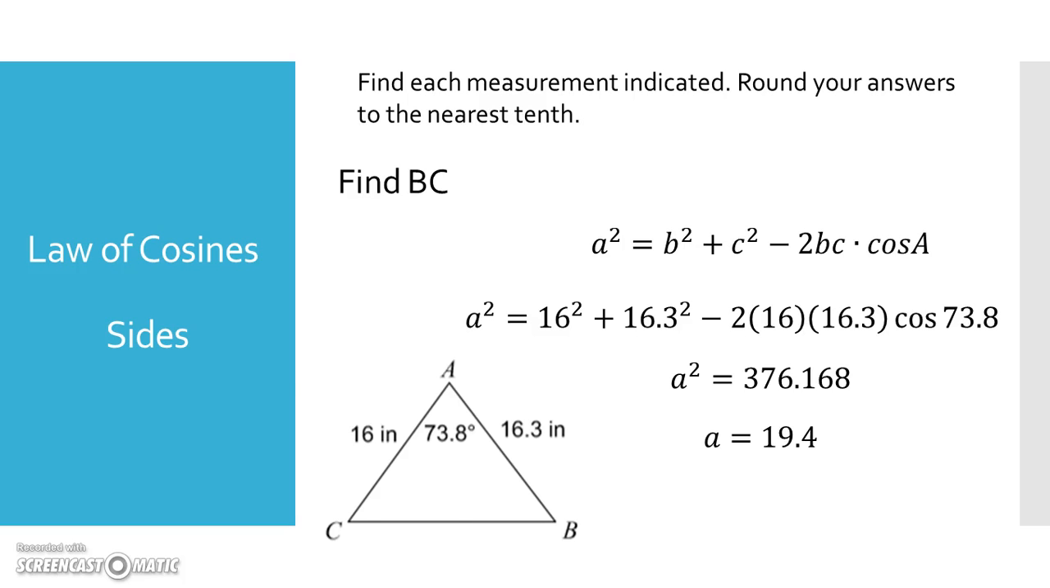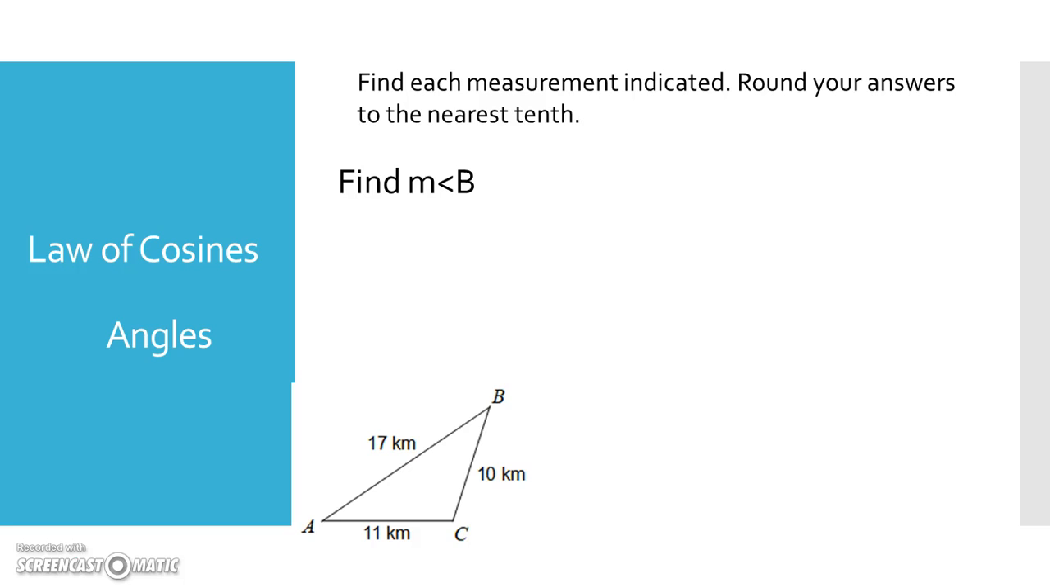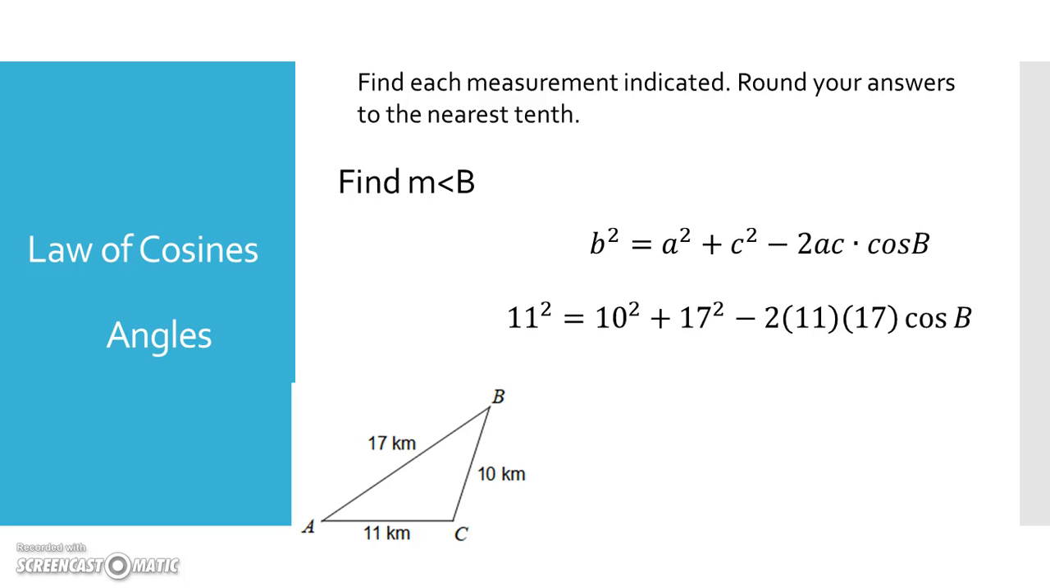Let's do law of cosines for angles. So we're solving for angle B, so we're going to use the B formula. Lowercase b is 11. Lowercase a is 10. Lowercase c is 17, and angle B we don't know, so we leave it capital B. Now on the right side this time we have a variable, so we can't just combine everything. We can still combine like terms, so we're going to do 10 squared plus 17 squared.